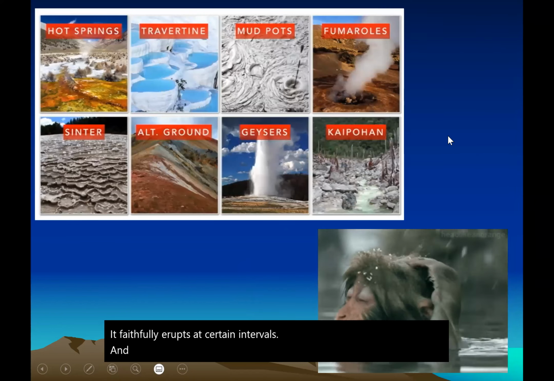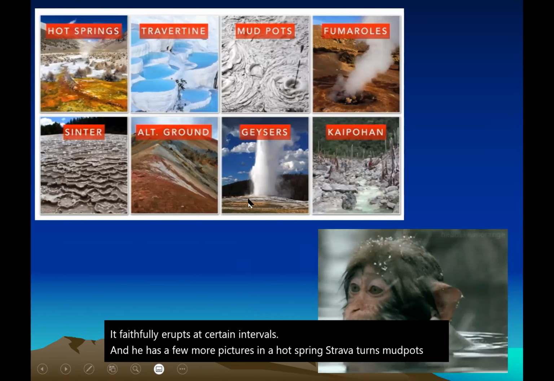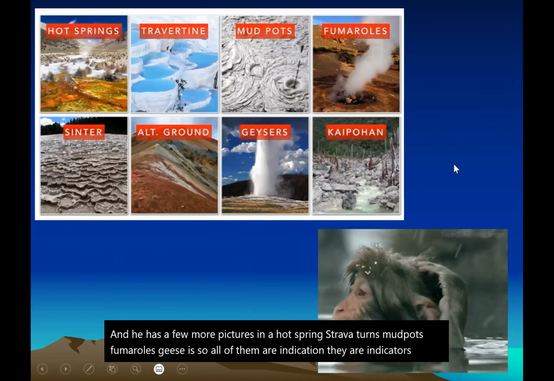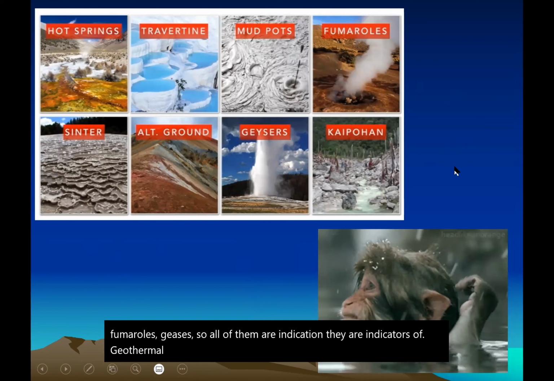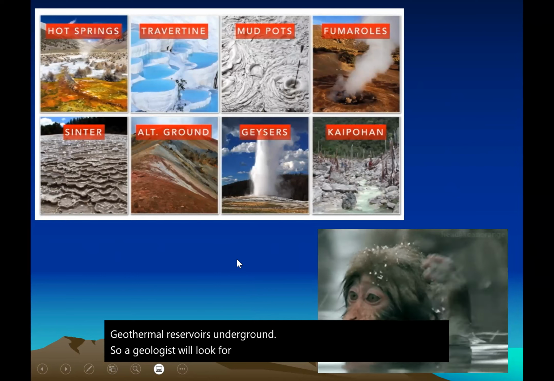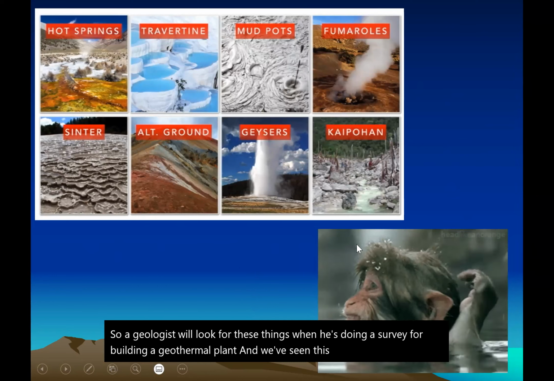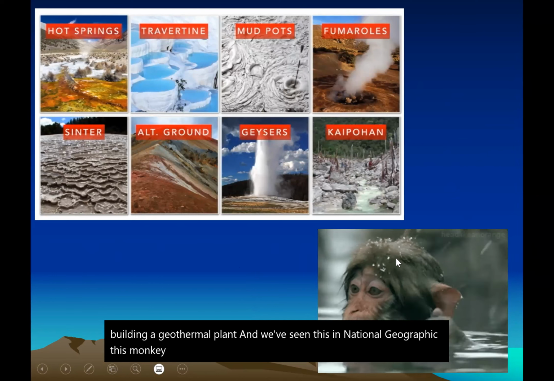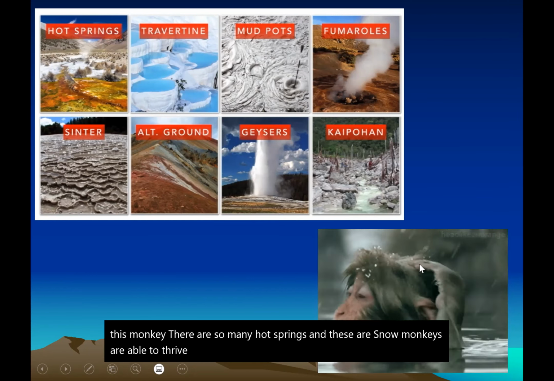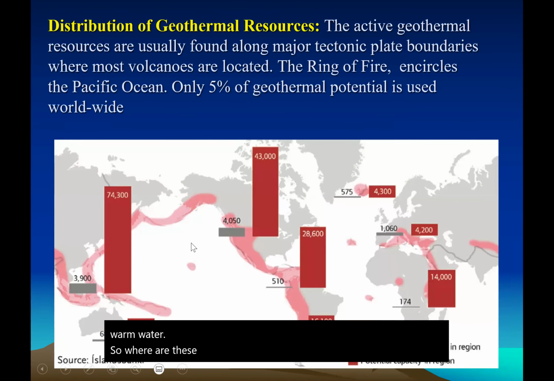And here are a few more pictures: hot springs, travertines, mud pots, fumaroles, geysers. All of them are indicators of geothermal reservoirs underground. So a geologist will look for these things when doing a survey for building a geothermal plant. And we've seen this in National Geographic, this monkey. There are so many hot springs, and these snow monkeys are able to thrive in freezing temperatures because of the warm water.